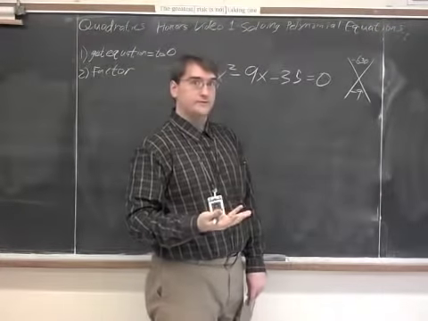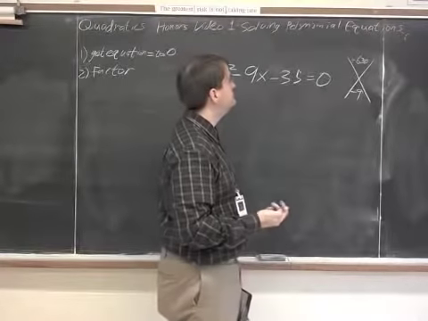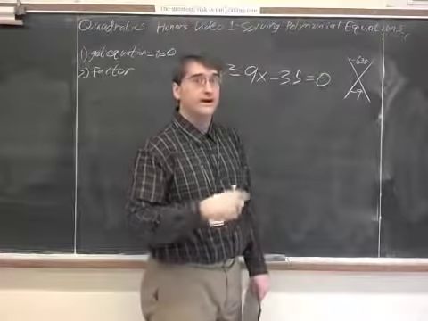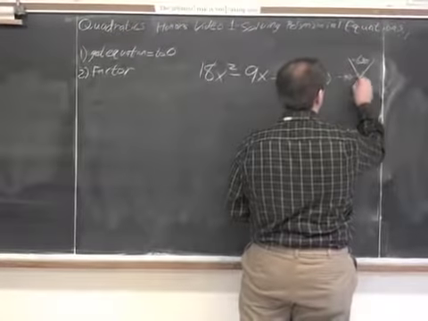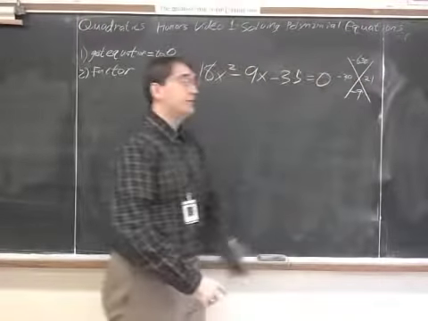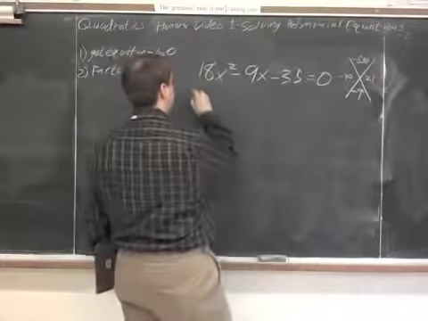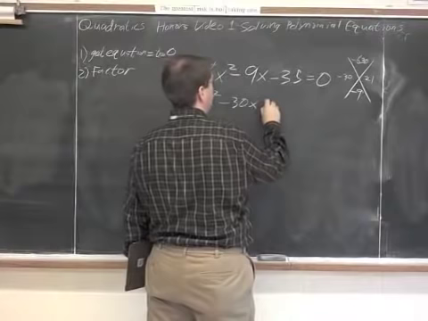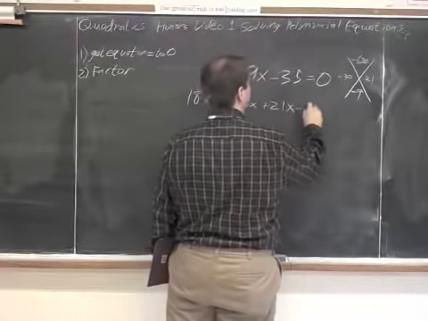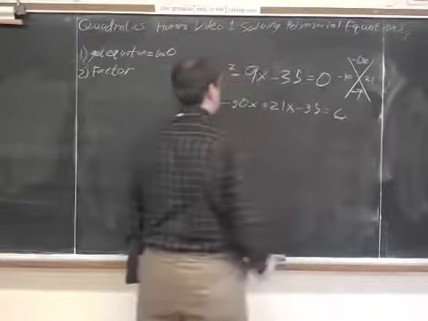Go ahead and try to figure those out. By now, if you haven't gotten it yet, be sure you pause. But the numbers are negative 30 and positive 21. Splitting the middle then gives us 18x squared minus 30x plus 21x minus 35 equals 0.